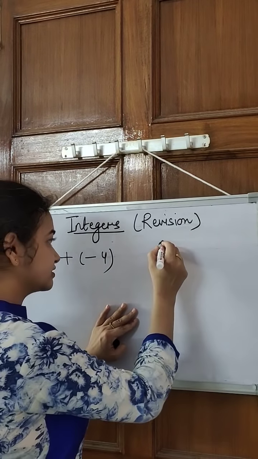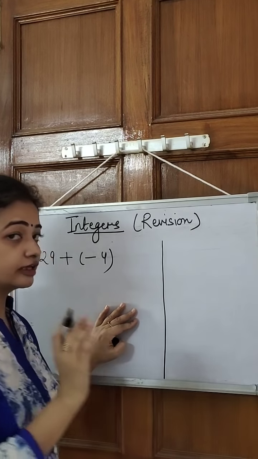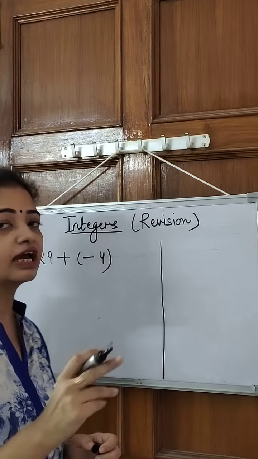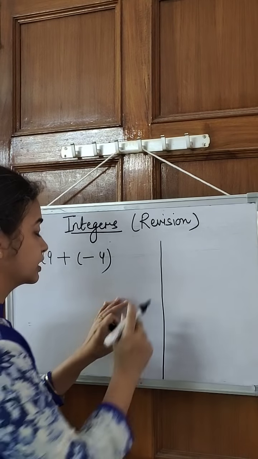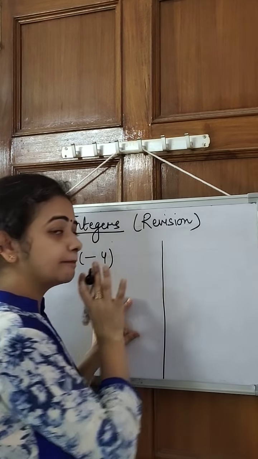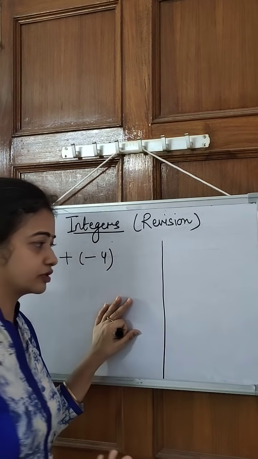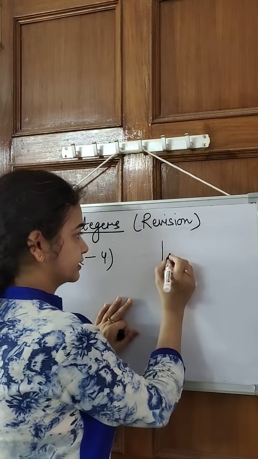So if any question is like that, what do we do? We always solve the bracket first and then we add and subtract accordingly. So we'll apply the same method here. We'll first solve the bracket and then we'll add and subtract. So how do we solve the bracket?